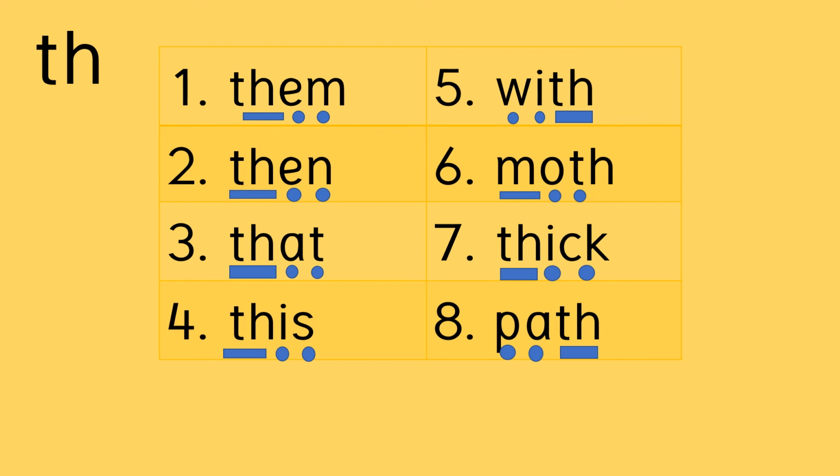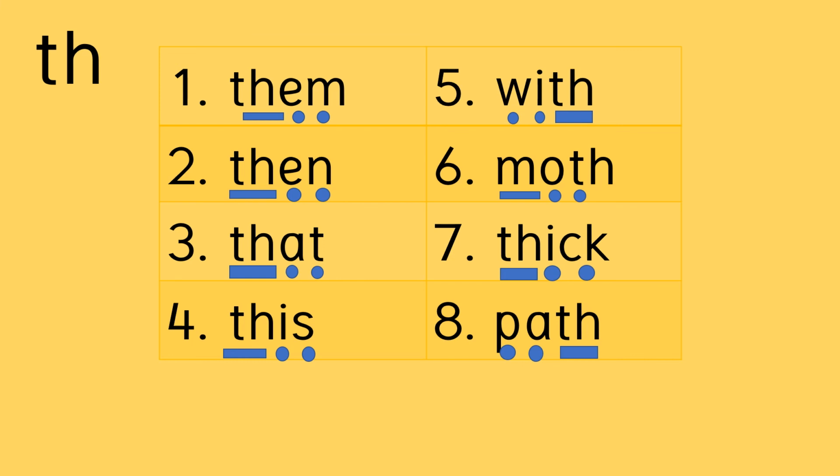Super stuff. Number 5. Here it is. So I've seen a digraph at the end, so I must not say t. I must say th, or the th. With. And number 6. Moth. That was the photo that we saw a moment ago of a moth. Number 7, thick. And there's number 8, that's another one of our photos, path. Yes, we might walk on that path.